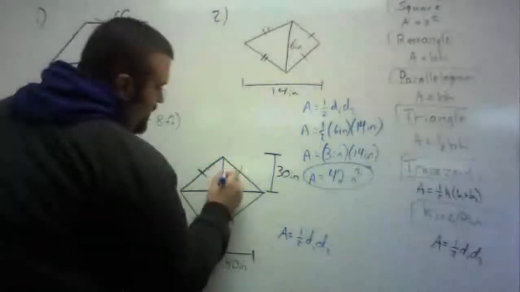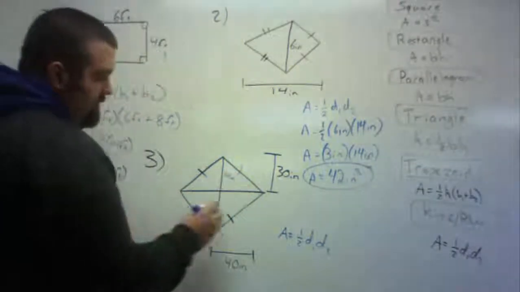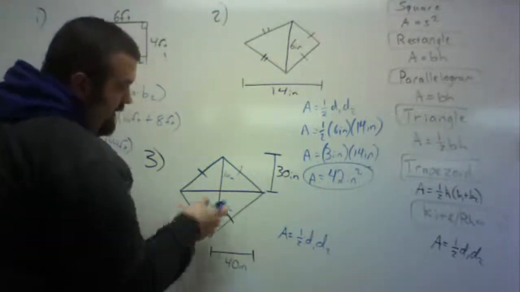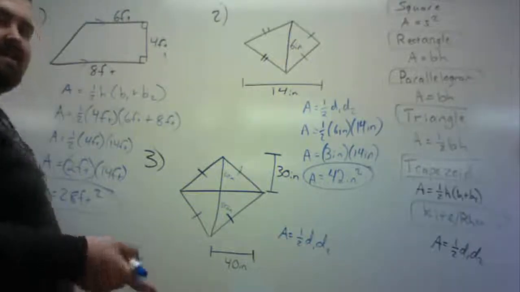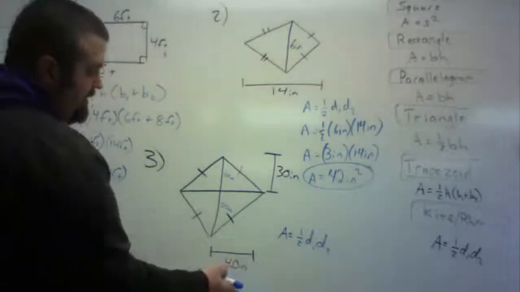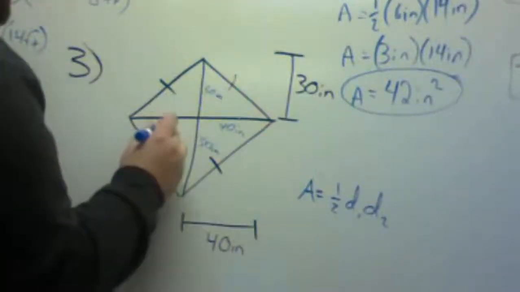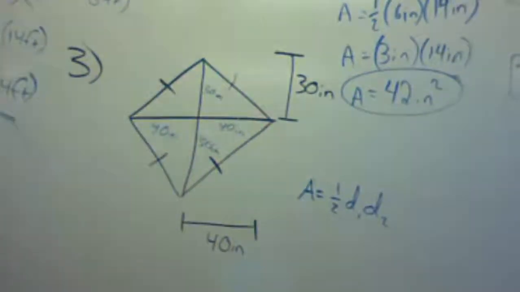30 inches is only marking this part right here. So that means this part down here should also be 30 inches. Wait, so the full diagonal isn't 30, it's 60. And same thing with 40 here. 40 is only marking half the diagonal, and 40 ends up being the other half because it is a rhombus and the diagonals are cut in half.